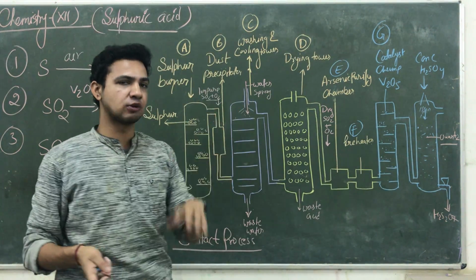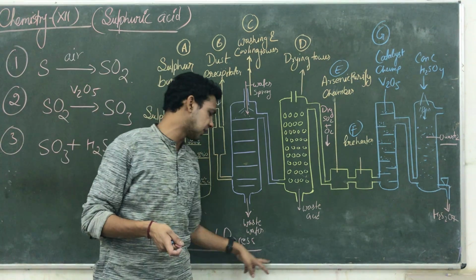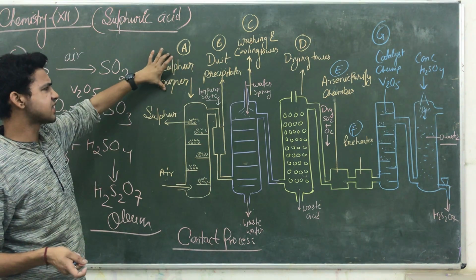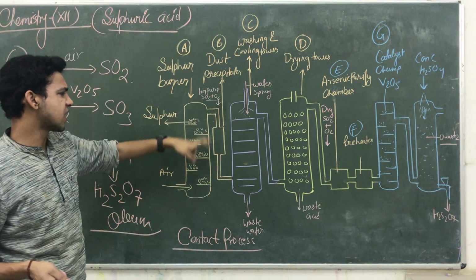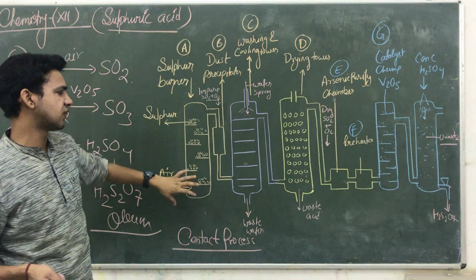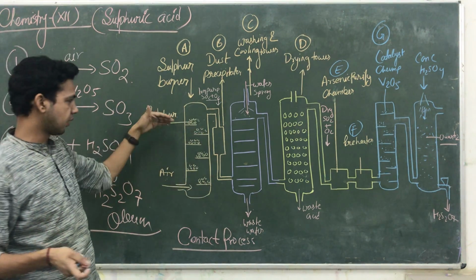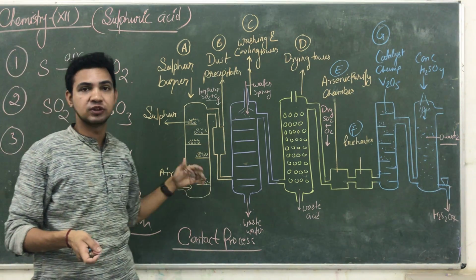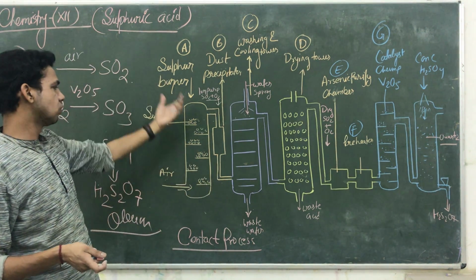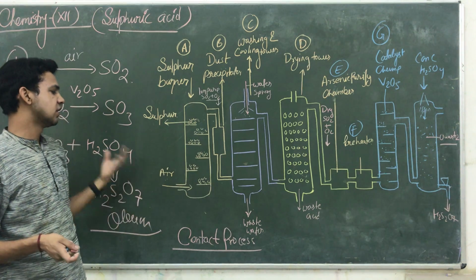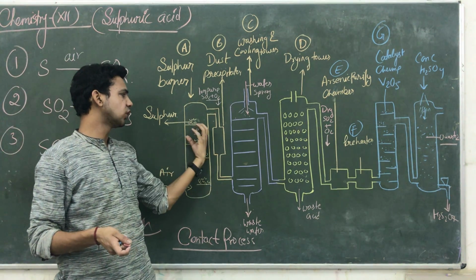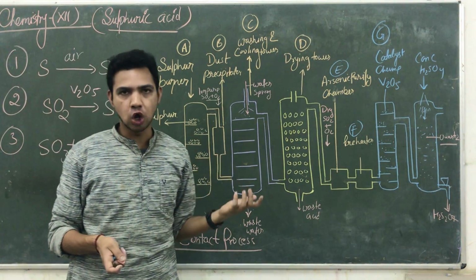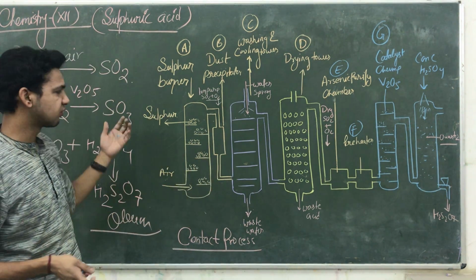I'm going to explain this to you. It is a diagrammatic presentation of the contact process. The first step is the sulfur burners. Inside the sulfur burners, we keep a lot of sulfur on different racks. What happens? We pass air from here with the help of a blower, and we also pass heat. The air comes into contact with the sulfur and converts it into sulfur dioxide. Okay, I am showing you its reaction after this.